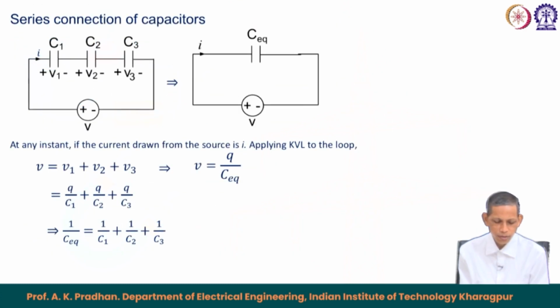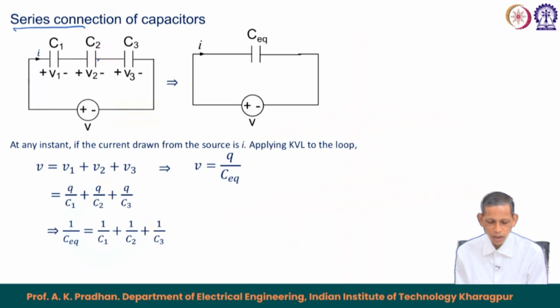Now, I will go to the series combination of capacitors. Let us say C1, C2, C3 are connected in series, and we have an applied voltage at an instant of time in the circuit, which becomes V across the three. Then a current is flowing through these capacitors in the series path, the same current.